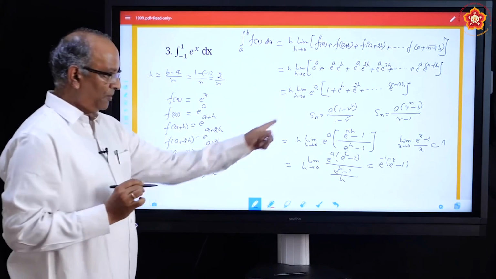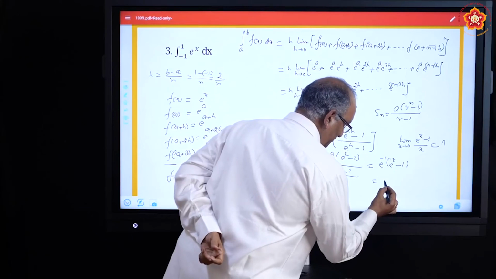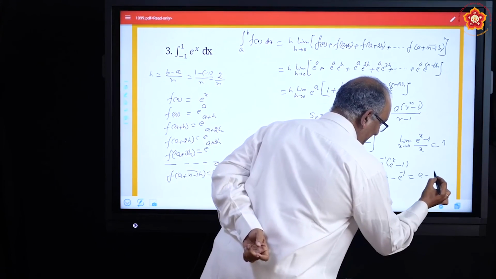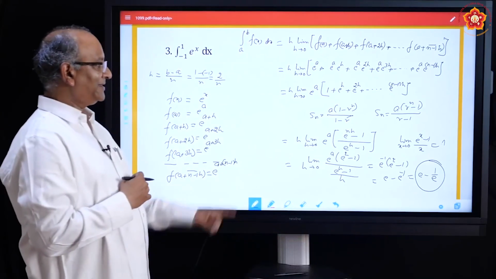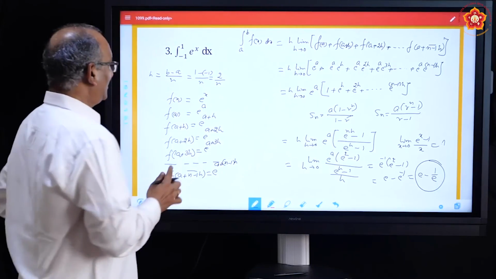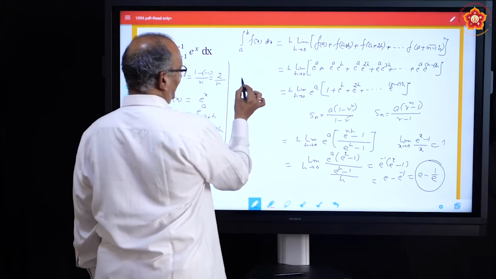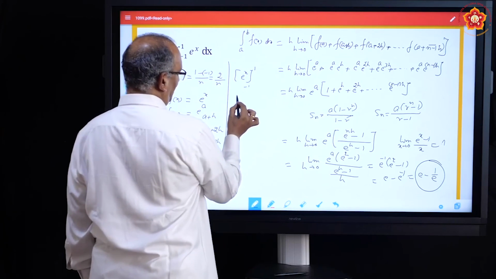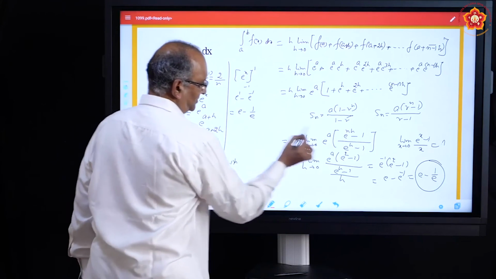That's all. Open the bracket. If you open the bracket, what will happen? E to the power minus 1 times e square will become e minus e to the power minus 1, or in other terms, e minus 1 by e. That is the answer. How do you know your answer is correct? Solve it directly. What is the integral of e to the power x? Integral of e to the power x is e to the power x. And the limits are minus 1 to 1. Substitute. So e to the power 1 minus e to the power minus 1. That is e minus 1 by e. Same answer.